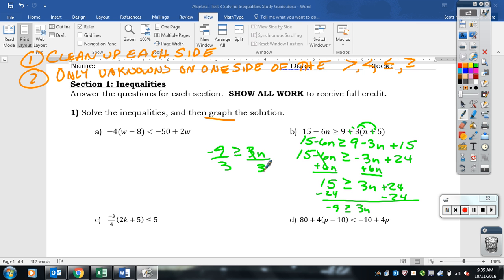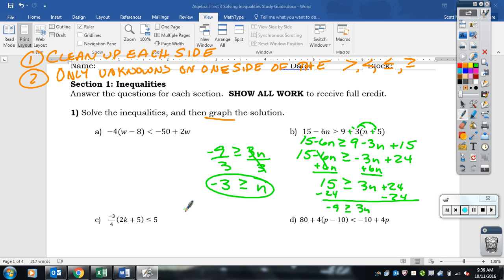Division property of equality, that's the multiplicative inverse. Now, on this side is negative 3. Does the symbol flip? The answer is no. It does not flip because I divided by a positive. It only flips if I divide by a negative. This negative was already here. This symbol stays like that.